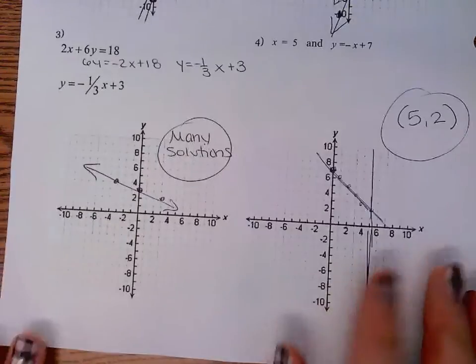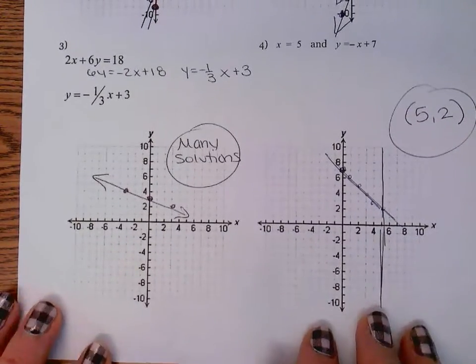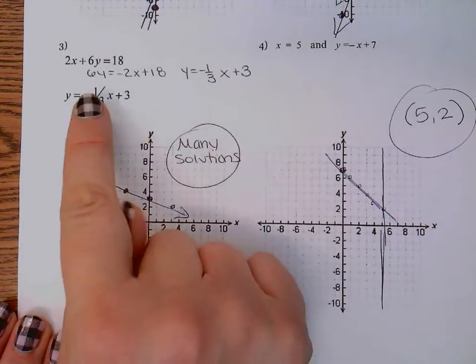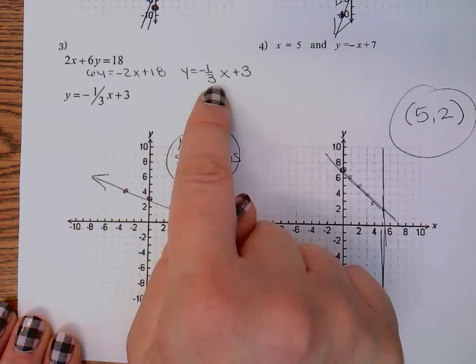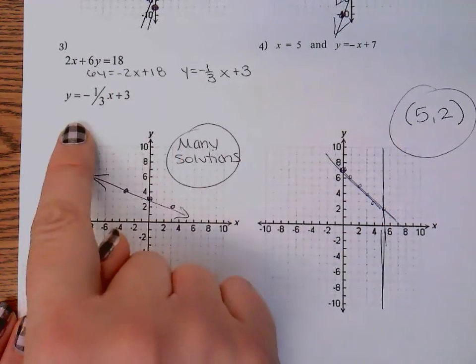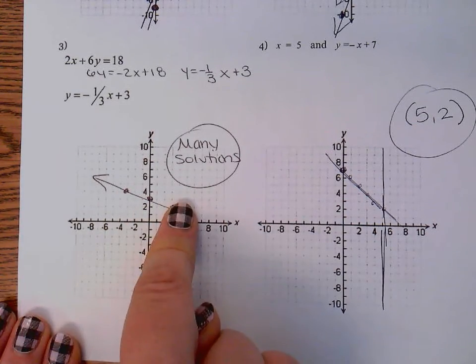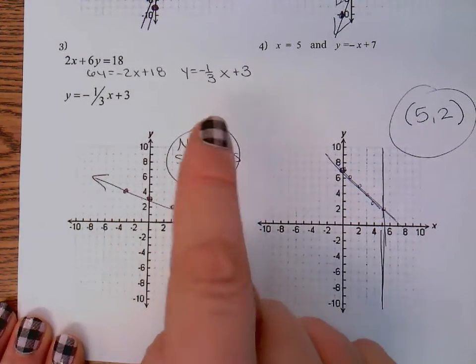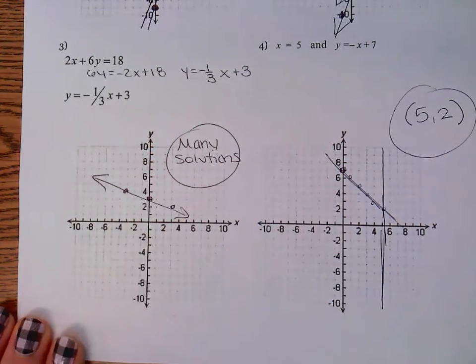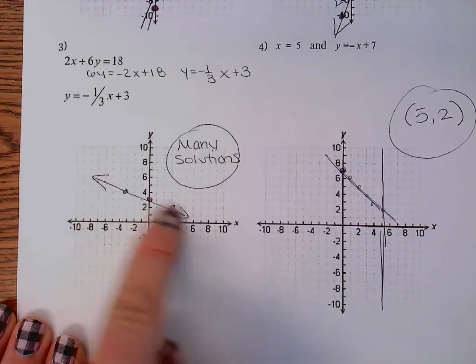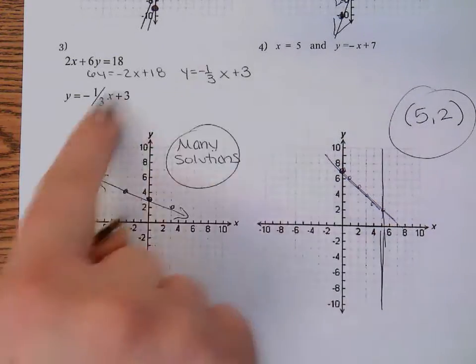And then on example 3, kind of a different strange scenario happens. When you solve it for y equals, you end up getting identical equations to the bottom equation. So when you graph it, it's graphing on top of itself. So you need to write many solutions, or you could write all points on the line, because all the points on this line will satisfy this line because they're the same.